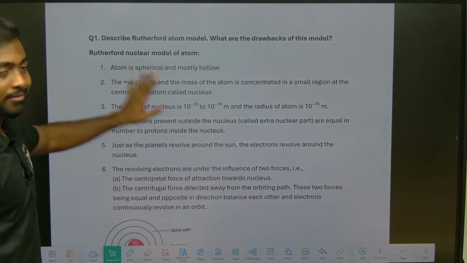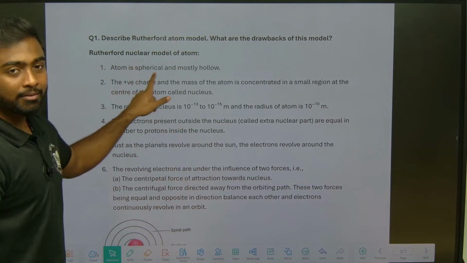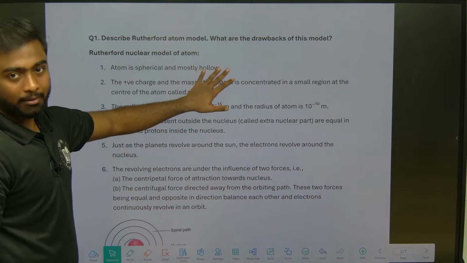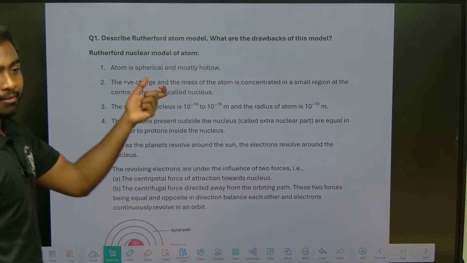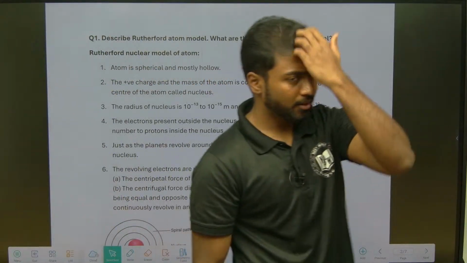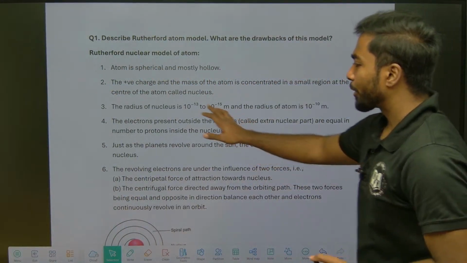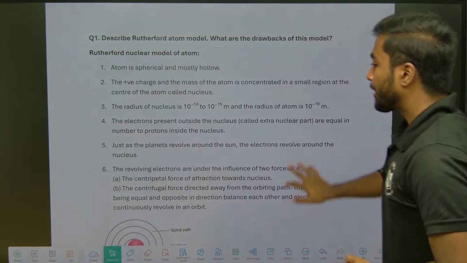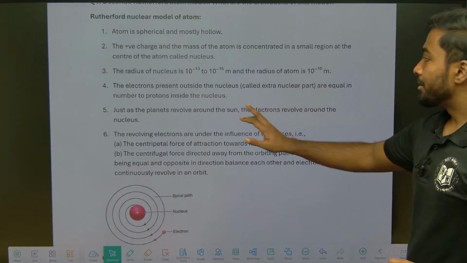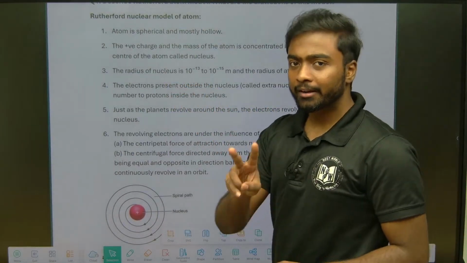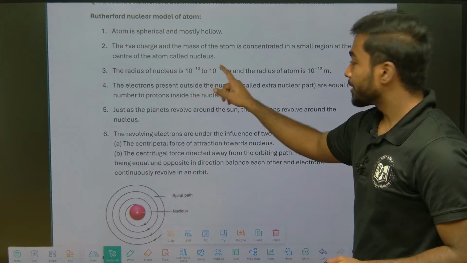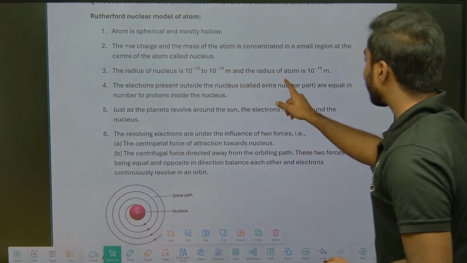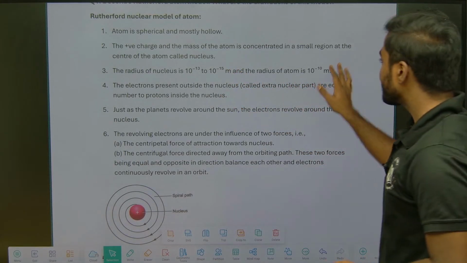So the first 3 points are clear, I guess. The atom is spherical and mostly hollow. The second point is that the positive charge is located at the center. The third point concerns the radius of the nucleus and the radius of the atom: the nucleus is 10 power minus 13 to 10 power minus 15 meter, whereas the radius of the atom is 10 power minus 10 meter.